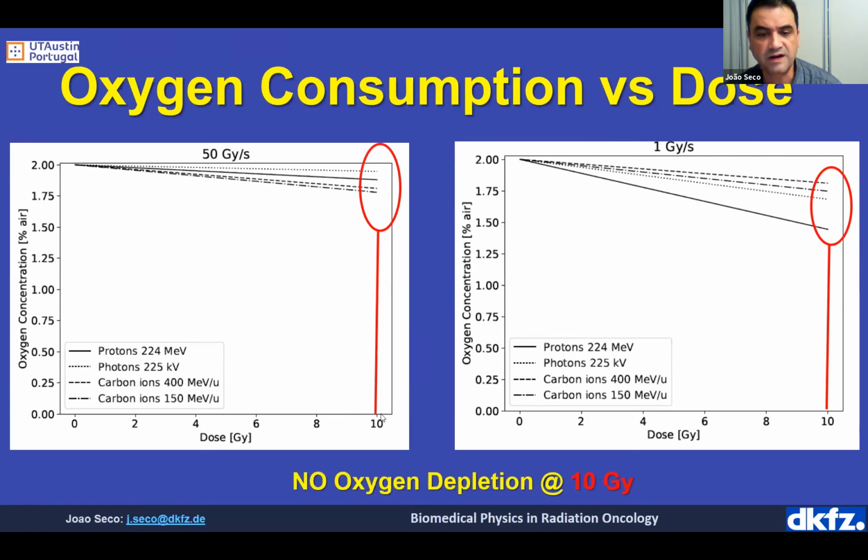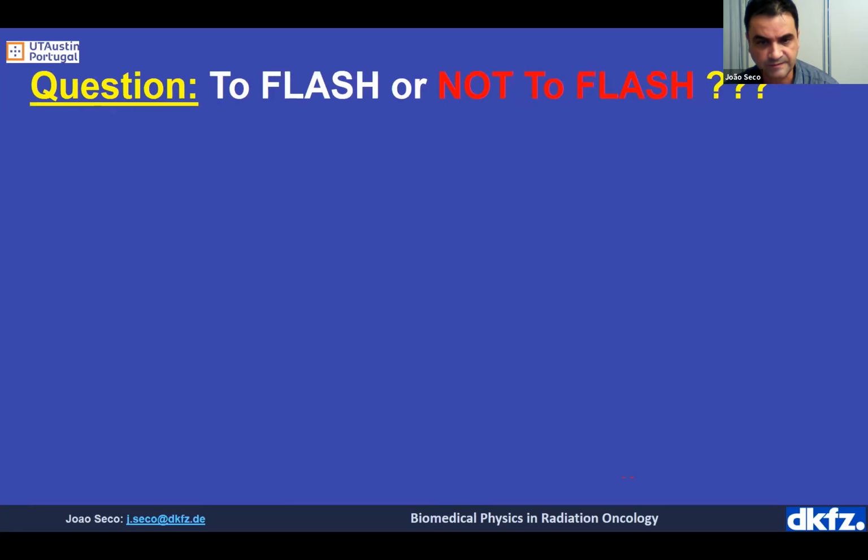So you see that if I deliver 10 gray, which is what the models are saying, I have less oxygen removed. So the oxygen, first of all, is not depleted, but I also have less oxygen removed at the high dose rates when I compare to the low dose rates. So this was basically an indication that the oxygen depletion idea might not be the way to go for explaining FLASH.